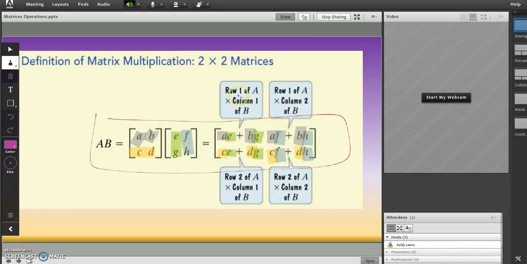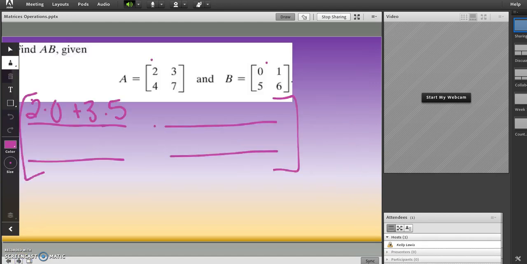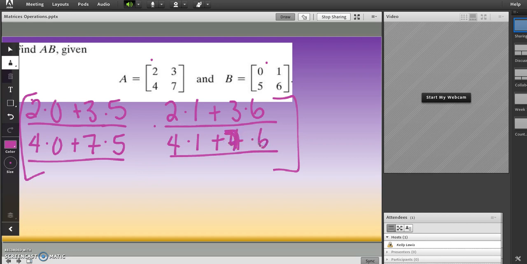Then what's next? First row, second column. Then I'm going to do second row, first column. And I'm going to do second row, second column. This is a 7. Second row, second column.